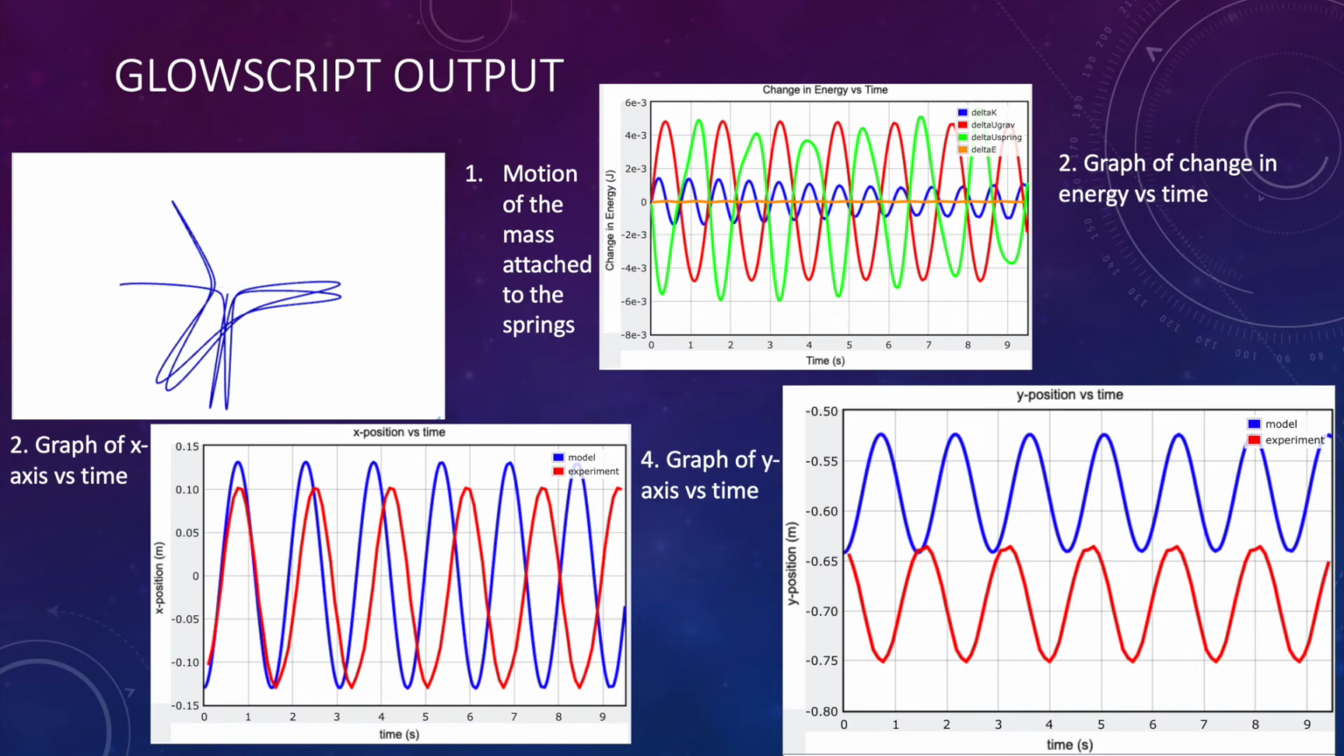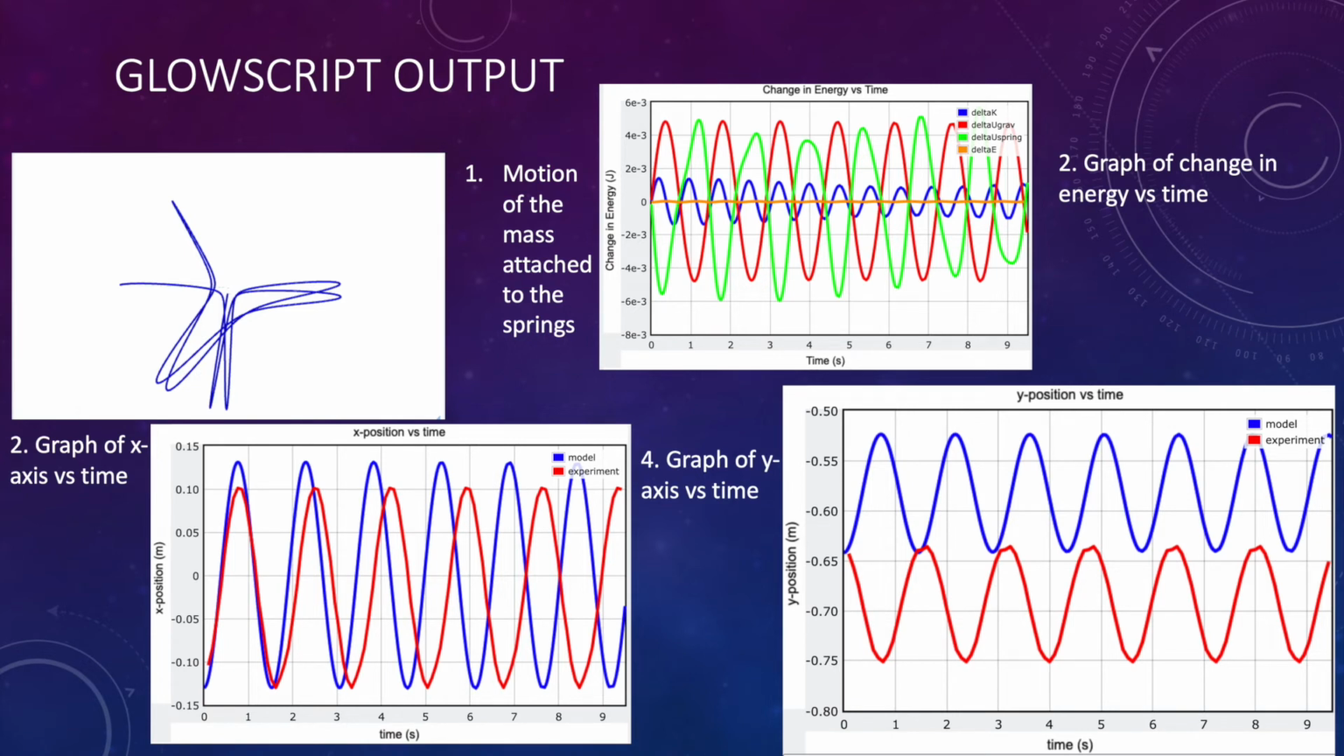The following is the output from the GlowScript. The first graph is that of the motion of the mass attached to the spring. The second is the graph of change in energy versus time. As you can see, the change in total energy is 0. The graph of x-axis versus time is also given, and the graph of y-axis versus time is also provided.